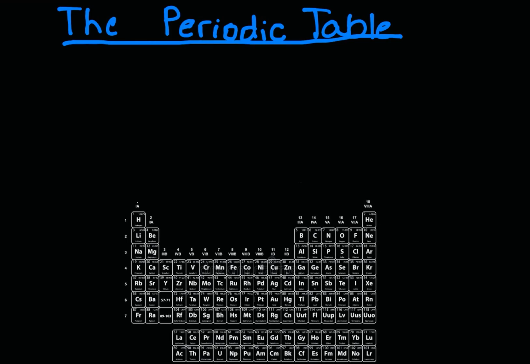Today we're going to be looking at how to find information on the periodic table from each individual box. So the periodic table right here is an extremely important tool in chemistry that we use for finding out everything about an element. So, for starters, today our example is going to be the element oxygen.